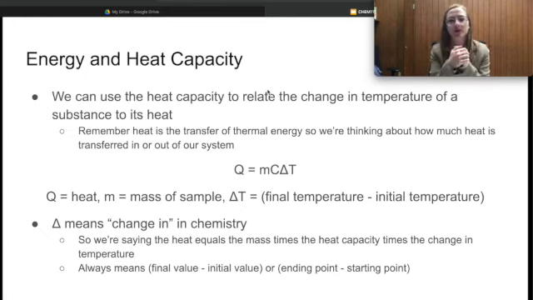Times that specific heat capacity, which we know is 4.184 joules per gram degrees Celsius. And we're going to multiply that by our temperature change. Remember, delta T always means final minus initial, so end minus start. Our end is 50, so I'm going to take 50.00 degrees C minus 32.00 degrees C. And remember, I'm just multiplying all three of those numbers together.